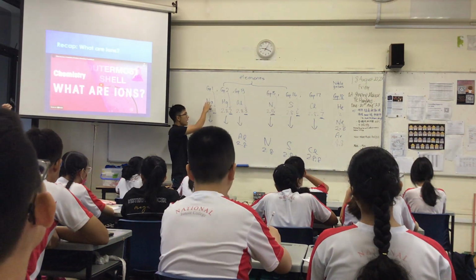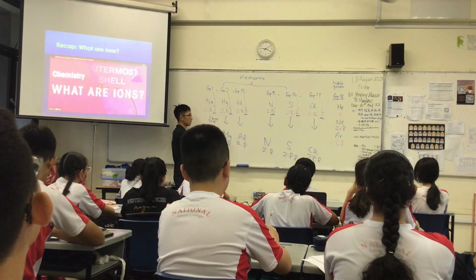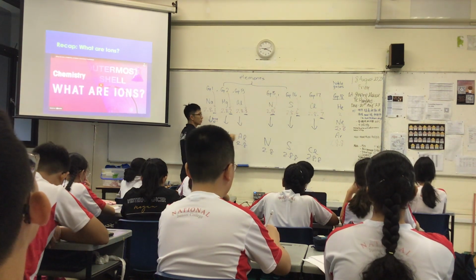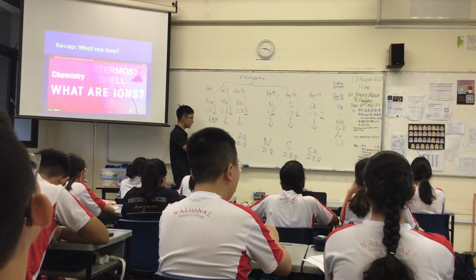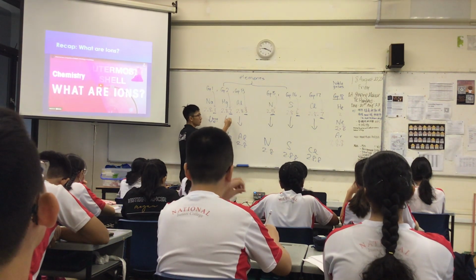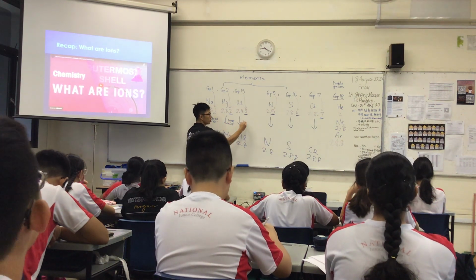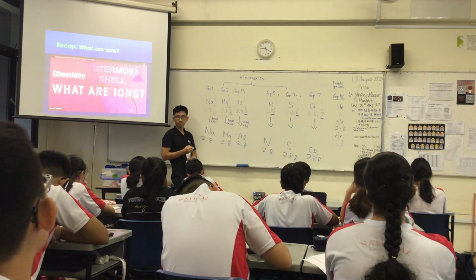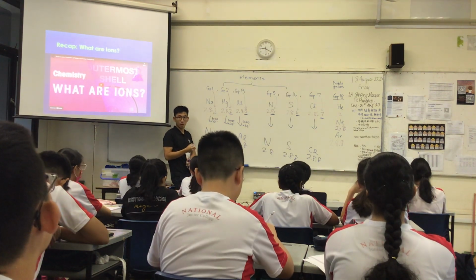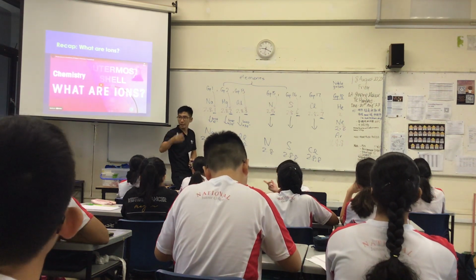If atoms were to lose electrons, the charge should change. I'd like everyone to do a quick revision and think for yourself. What would the charge be for each one? This one loses 2 electrons. This one loses 3 electrons. Okay? Agree?